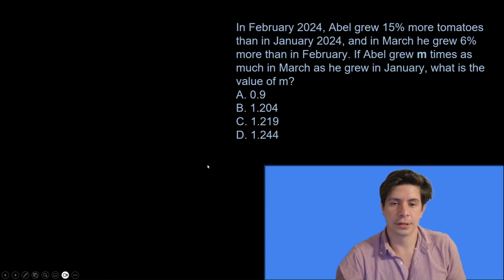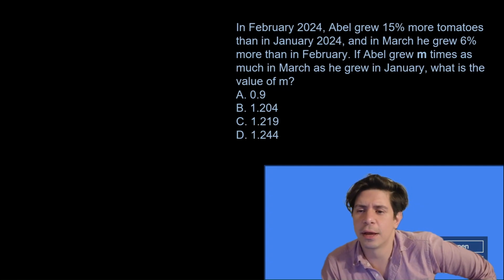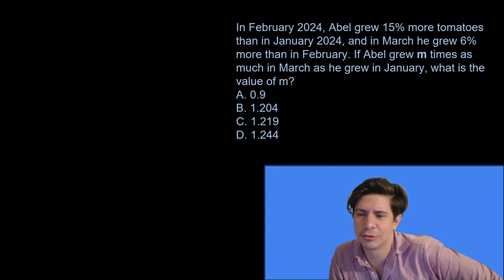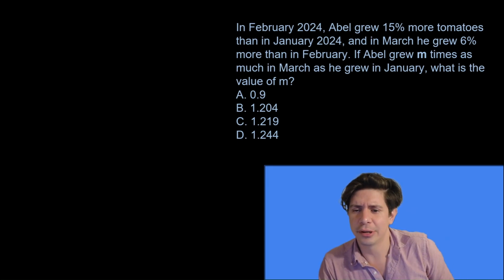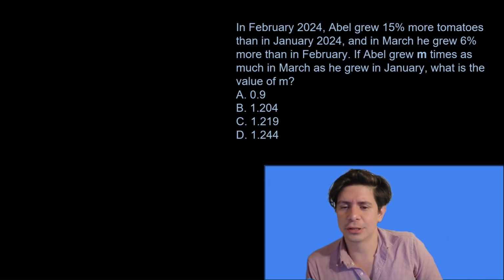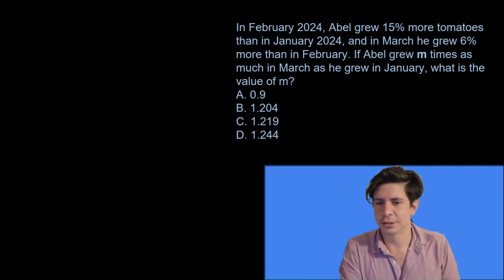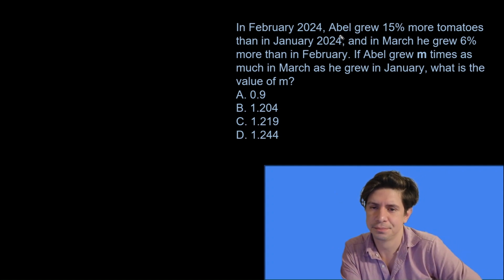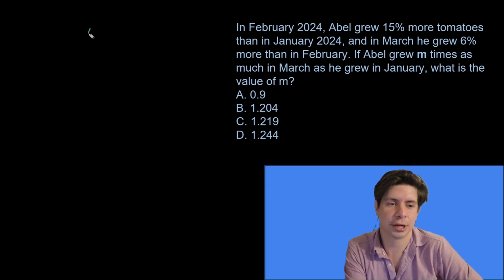All right, now this one here. In February 2024, Abel grew 15% more tomatoes than in January 2024. And in March, he grew 6% more than in February. If Abel grew m times as much in March as he grew in January, what is the value of m? Okay, so in February, he grew 15% more. So let's say January was J. So he grew 15% more, so this equals January.